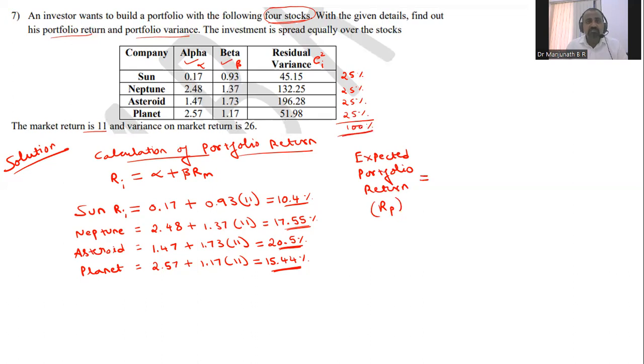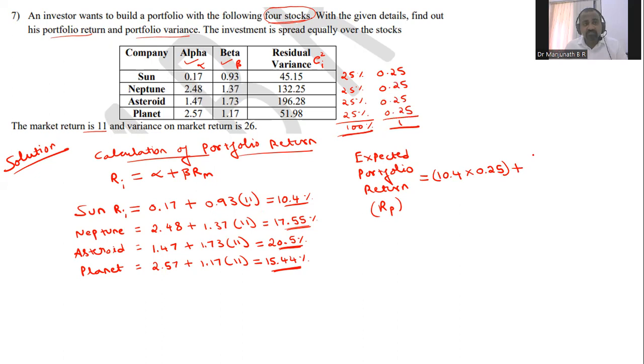We know that it sums up to 100%, or you can take 0.25 as the weight for each security. Therefore, if you sum that up, you'll get one as the answer. Now we are just applying the individual security returns with their weights. Let's proceed. I'll take 10.4 as the return of Sun, and this is multiplied with the weight of Sun. This is related to Sun company. In the same way, I'll have to proceed with the other securities.